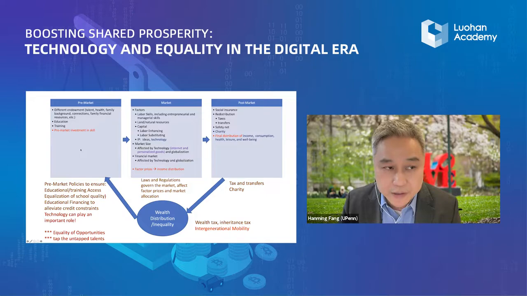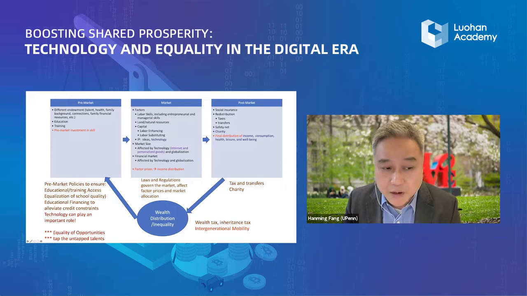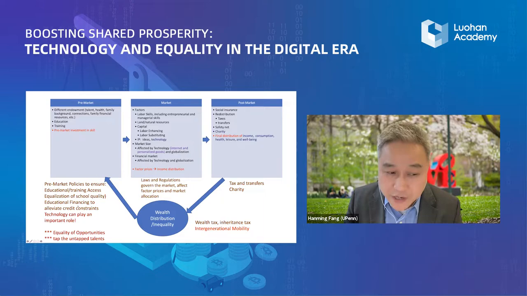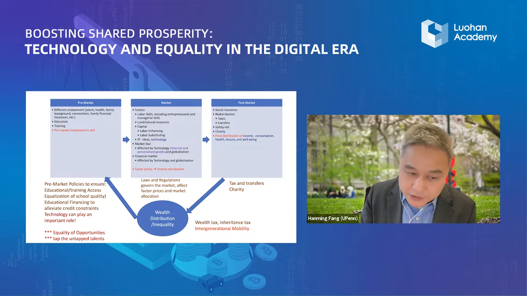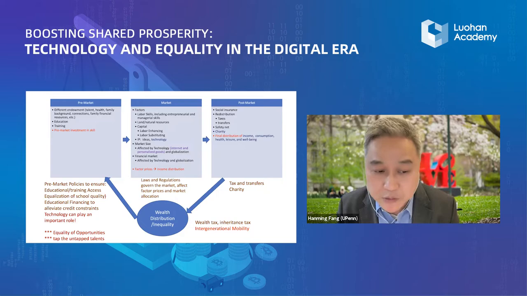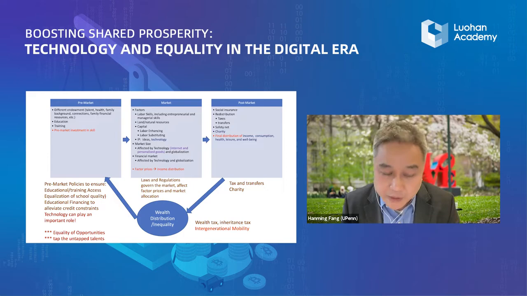And this framework also illustrates that if we do not like the resulting distribution of income from the market, we can think about interventions in three places. First, pre-market policies, for example, to ensure education access, equalization of school quality, and education finance to alleviate credit constraints as well. And here, I would say that technology can play an important role. For example, equalization of school quality can be made easier by technology. The best teachers, who were previously inaccessible to students in rural areas, can now have their lectures broadcasted, even live, and accessed by students living in remote areas.